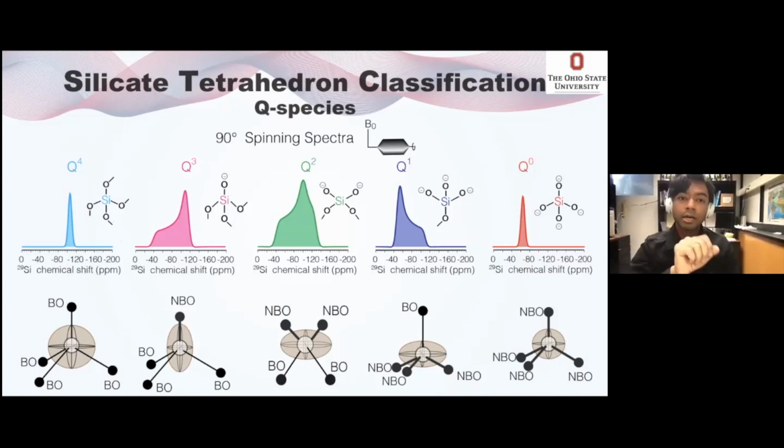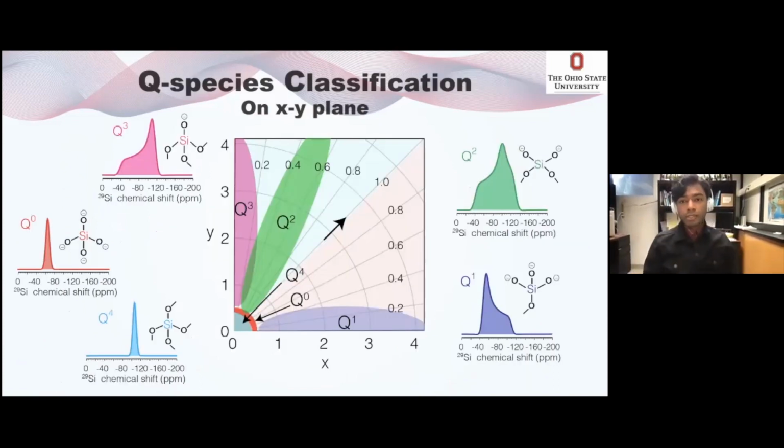And depending on what species you see, they have different anisotropic line shape patterns. So if I want to put these line shapes on the XY grid, then the Q0 and the Q4 have the least anisotropy, which you can see will be around the origin. The Q3s will be along the y-axis. The Q2s will be somewhere in the middle, and the Q1s will be on the opposite side, along the x-axis.